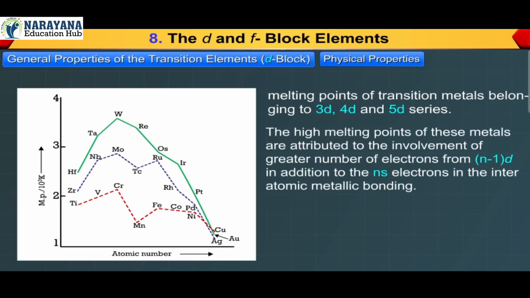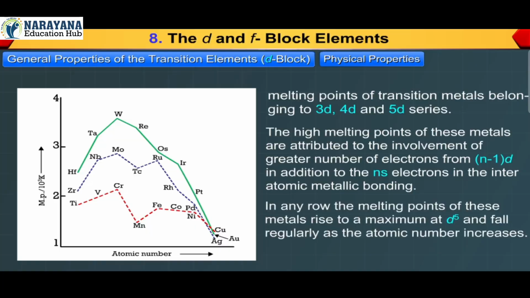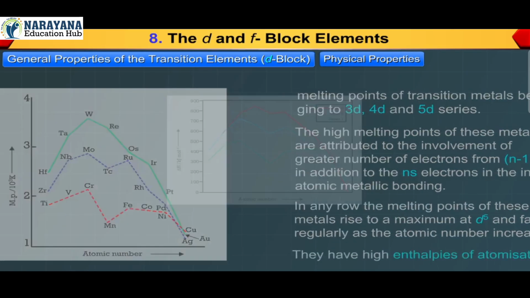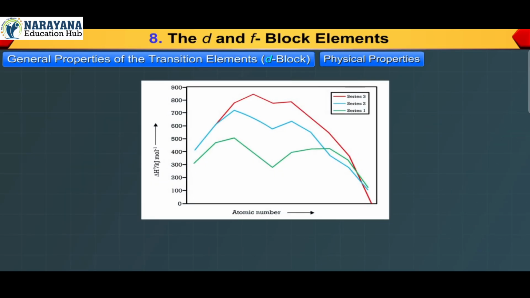The high melting points of these metals are attributed to the involvement of a greater number of electrons from the (n-1)d orbitals, in addition to the ns electrons, in the interatomic metallic bonding. In any row, the melting points of these metals rise to a maximum at d5 and fall regularly as the atomic number increases. They have high enthalpies of atomization, which are shown in the figure.